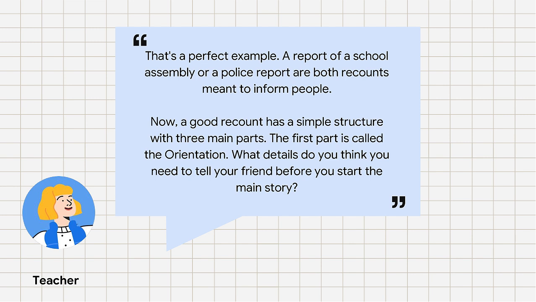That's a perfect example. A report of a school assembly or a police report are both recounts meant to inform people. Now, a good recount has a simple structure with three main parts. The first part is called the orientation. What details do you think you need to tell your friend before you start the main story?